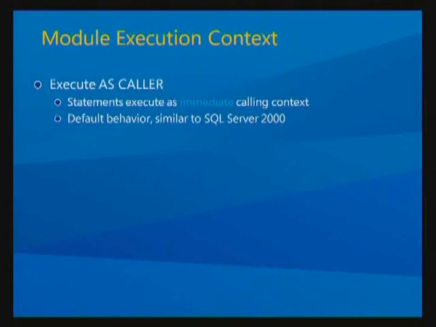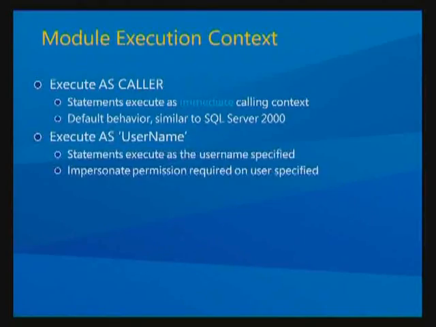If you have a stored procedure that's specified to execute as caller, when I call the stored procedure, it's running as me. Even if I can find some way to subvert it and have it run SQL of my choosing, it's running as me. So it can't do anything that I can't already do. In other words, there's no elevation of privilege opportunity. So as a default, that's a very good and secure behavior. And that continues to remain the default so that you have backward compatibility. I can say execute as some user.